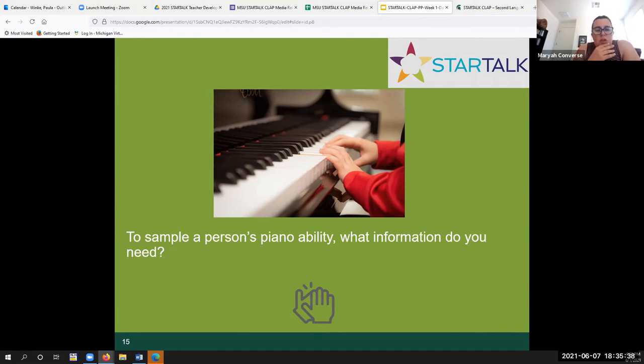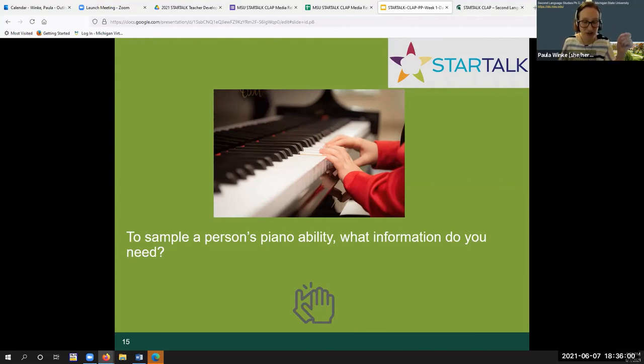I want to know approximately what level the student is at. Are they a beginner, intermediate? Do they read music, or do they play by ear? Right. So you're starting to get at the kid or the person. Maybe you also need more information about that. How would you get that?